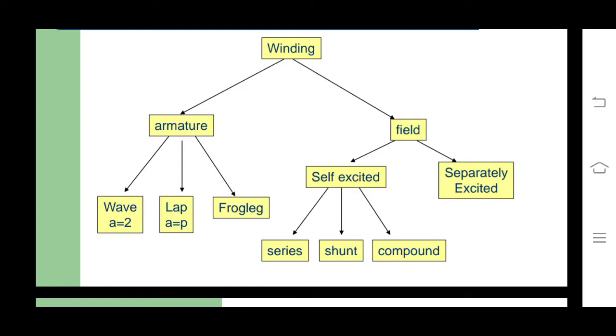And field windings are self-excited and separately excited. In self-excited there are series, shunt and compound windings. The series field is so called because the field winding is connected in series to the armature. The shunt field is so called because the field winding is connected in parallel to the armature winding. If the field winding is connected in both series and parallel to the armature, then it is a compound winding.